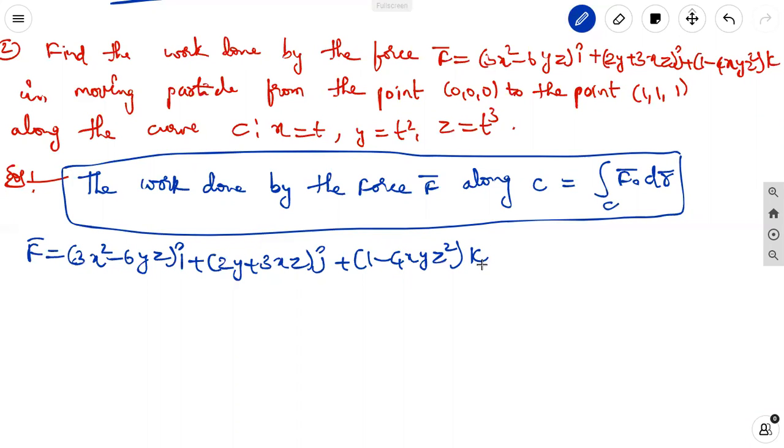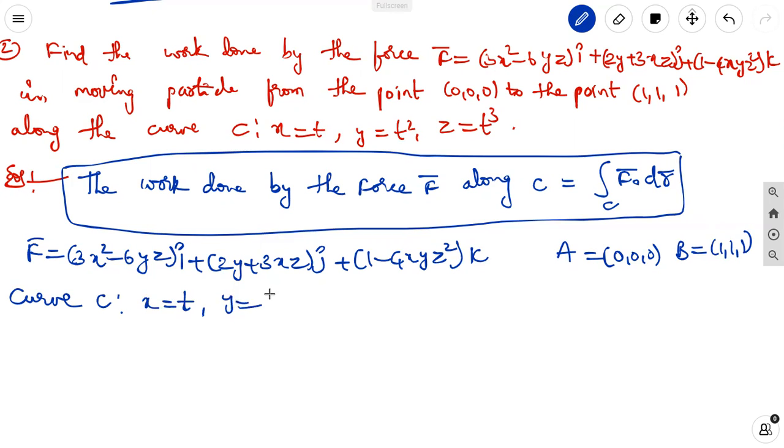This is a force vector and it moves from one place to another place, that is A equal to 0 comma 0 comma 0 and B equal to 1 comma 1 comma 1, and the curve C is defined by x equal to t, y equal to t square, z equal to t cube. In the line integral over C of F vector dot dr vector, after the dot product of the two vectors we get a function of the x, y, z variables. In that, we can transfer the variables into one variable. They have already given x equal to t, y equal to t square, z equal to t cube.